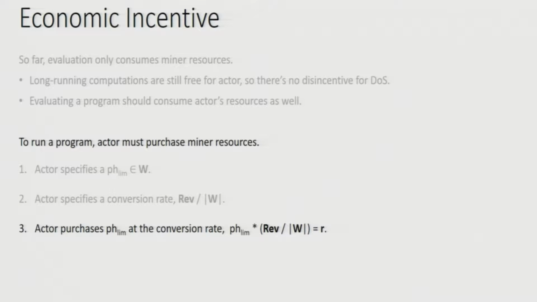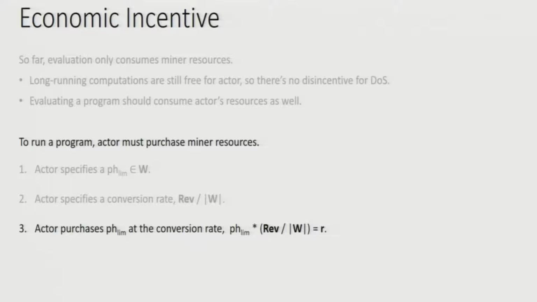So you purchase the maximum amount that you've specified, or pH_lim, at the conversion rate that you've specified. And if you have specified a high enough rate, then supposedly a validator is more incentivized to run your program because more will likely be left over, and thus there's a greater miner reward. Lower conversion rates will be less attractive to validators, so they will be less likely to accept the transaction.